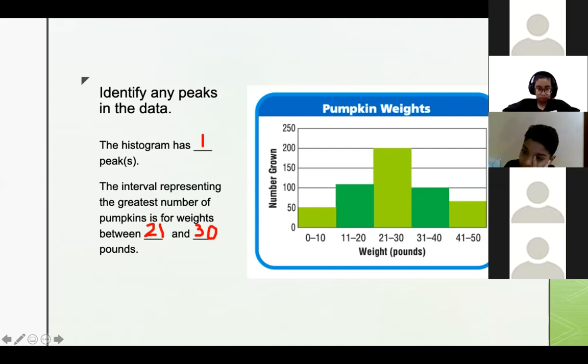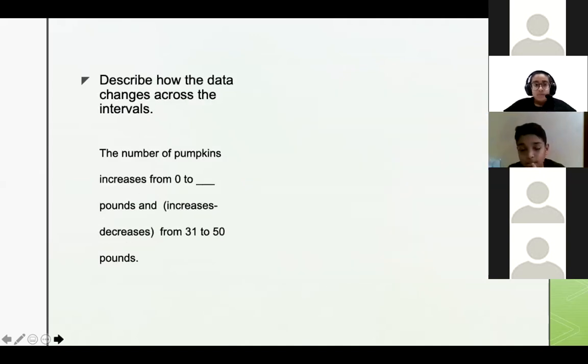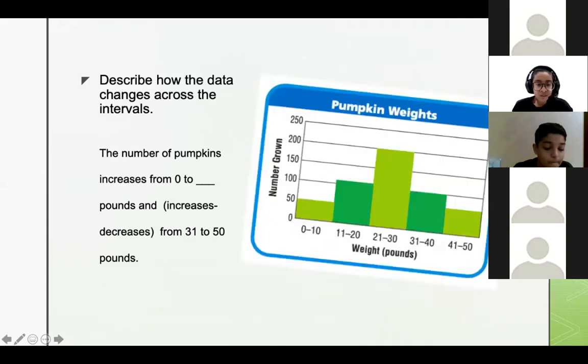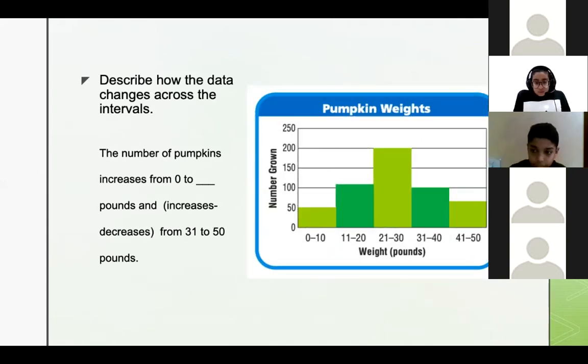Okay. Now, describe how the data changes across the intervals. So when I describe the data, I would tell if they have any increases or decreases. Turkey, would you read, please? Describe how the data change across the intervals. The number of pumpkins increased from 0 to 10. It increases from 0 to? 50. Let's see. 10. Is it to 50? 30. Why? Look, it's in front of you, Turkey. 30. The first bar, right?